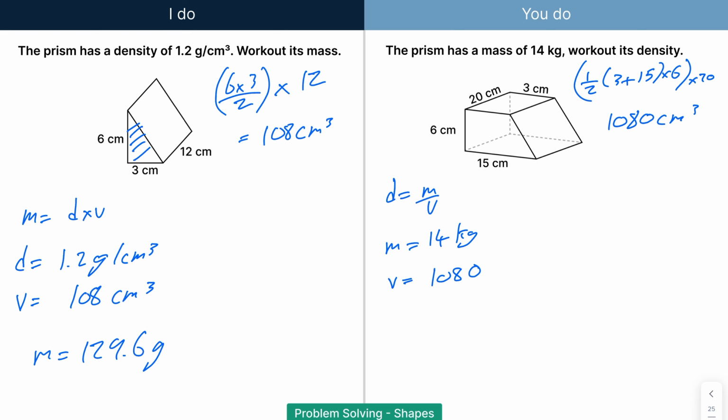And then you just do 14, divide that by that number, and we get a density of 0.01296 kilograms per centimeters cubed.